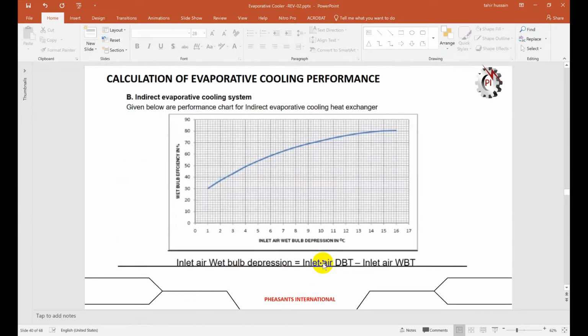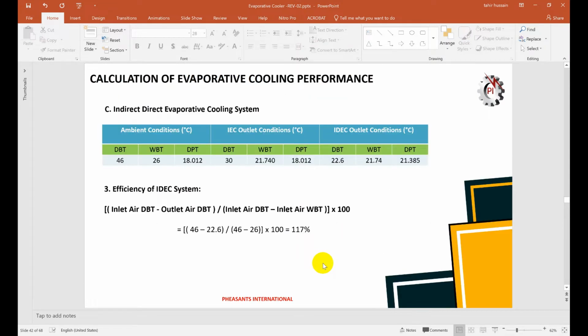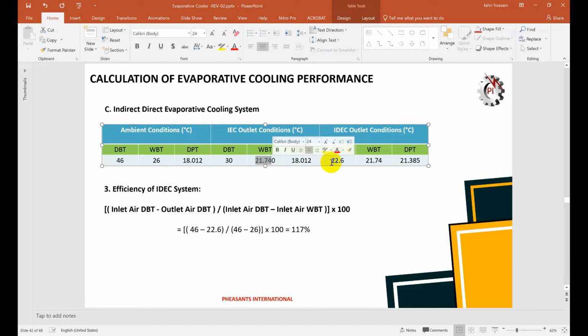Now we will see how much the efficiency of the system is. The dry bulb temperature before was ambient 46, with this wet bulb. The dew point temperature was constant, and the wet bulb we got is this one. After the cellulose pad we got a dry bulb temperature of 22.6. The wet bulb, because in the direct evaporator cooling system the wet bulb temperature will remain constant, is 21.7, because this is an adiabatic process where enthalpy remains constant. So the dew point will change and the wet bulb temperature will remain constant.